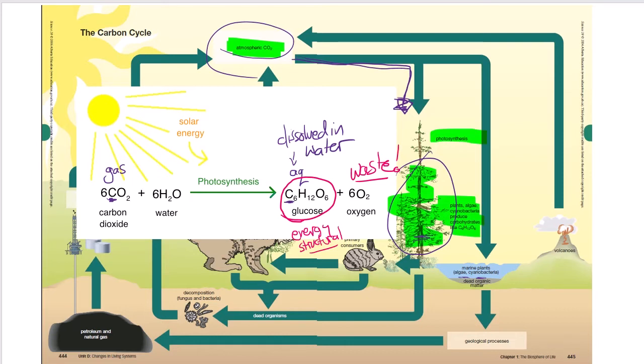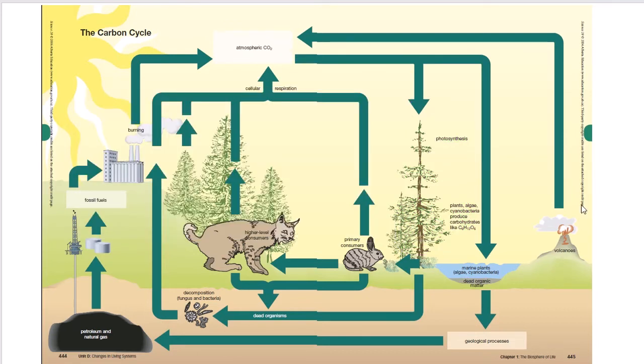Now, once it's in the bodies of the plants, then we can see it can move into animals here. It can get eaten by primary consumers who are going to want to eat plants. And then higher level consumers, which would be secondary. If you're eating a primary consumer, you're a secondary consumer. Or if you're eating a secondary consumer, then you're a tertiary consumer. And the carbon can move into these bodies here.